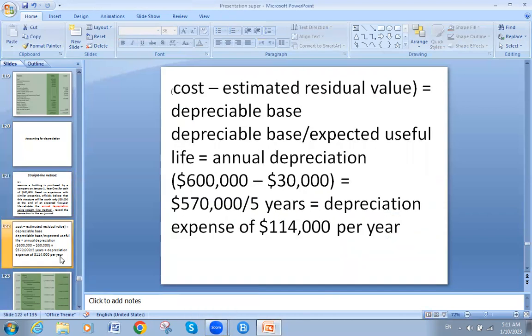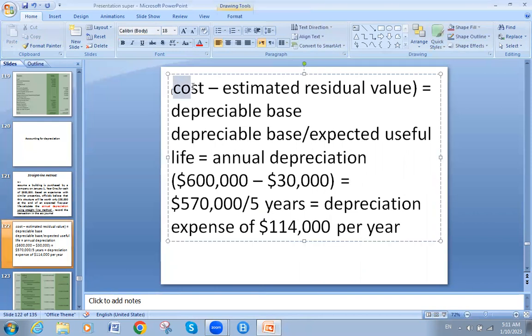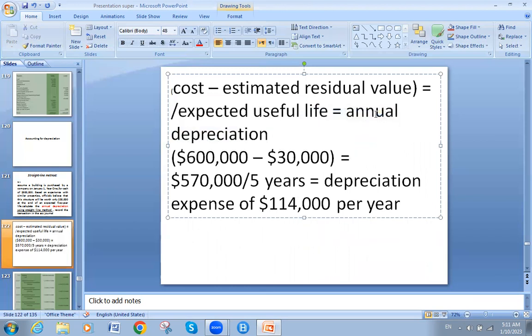So here, how will we do the annual depreciation? The annual depreciation we get this way: cost minus estimated residual value, divided by expected useful life. That will give me the annual depreciation.